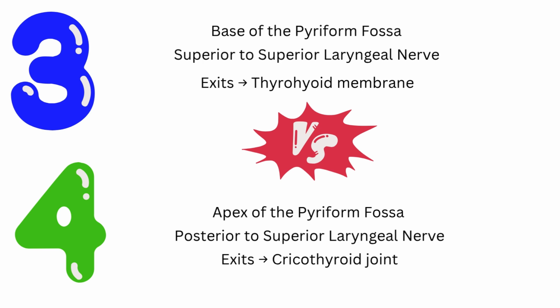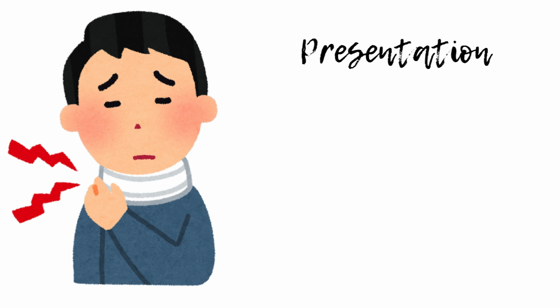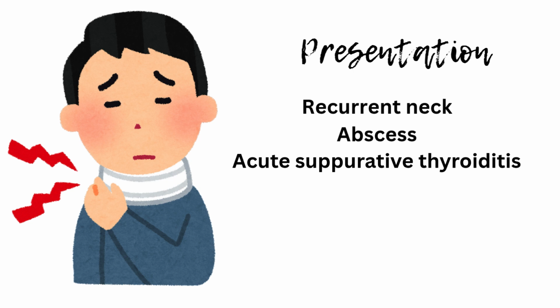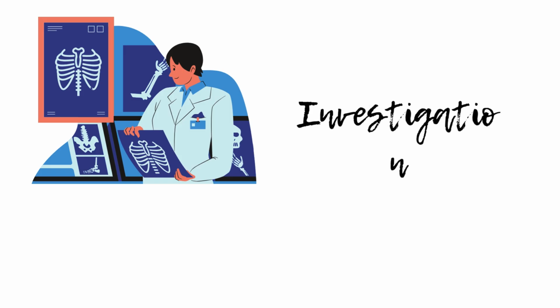The most common presentation of a third branchial cleft anomaly is recurrent neck abscess at the anterior border of the lower sternocleidomastoid, more commonly on the left. Acute suppurative thyroiditis may be seen in a third of cases. Radiological imaging can aid with the diagnosis and also preoperative planning.